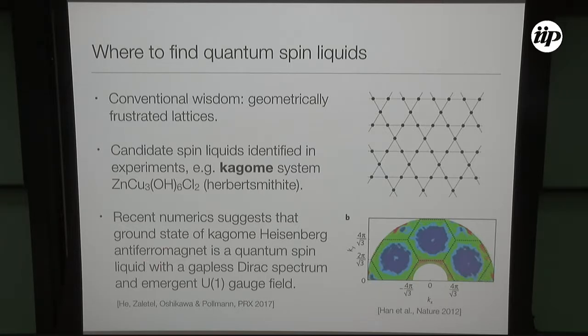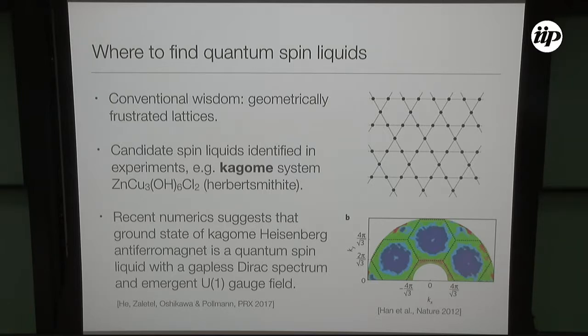The last word, as far as I know, on this problem is that it seems that the ground state of this model is a quantum spin liquid with some kind of gapless spectrum that has Dirac fermions coupled to an emergent U(1) gauge field. So this is just to give you an idea of why theorists are interested in this problem, because the theories that describe quantum spin liquids are usually very exotic.